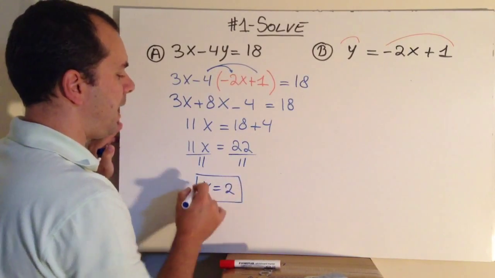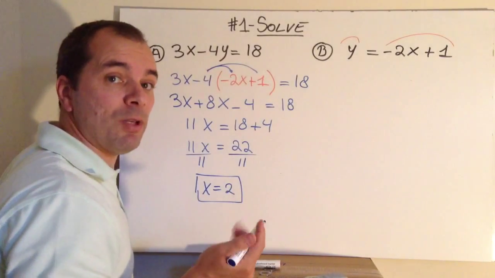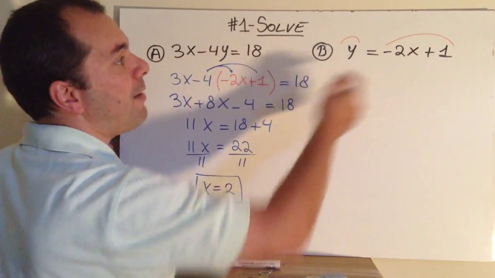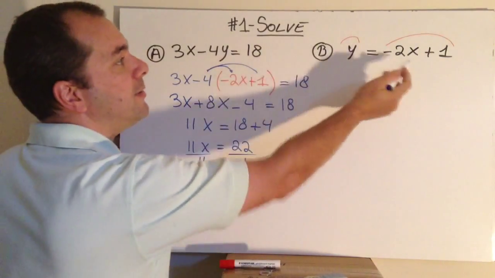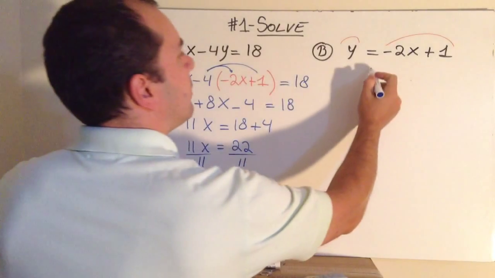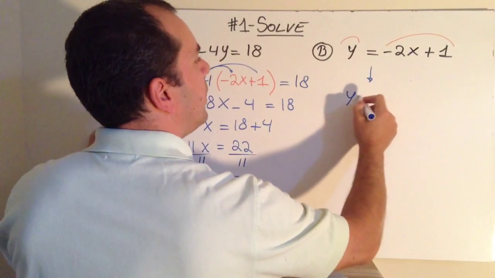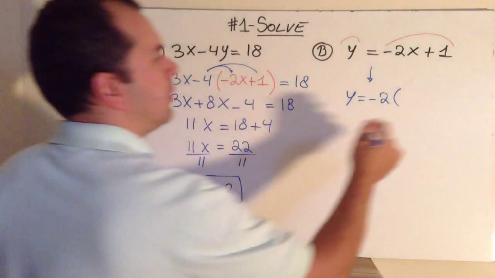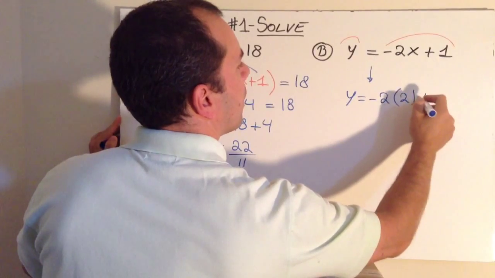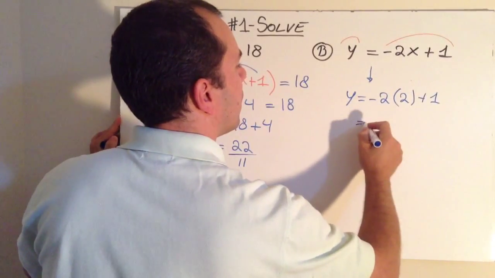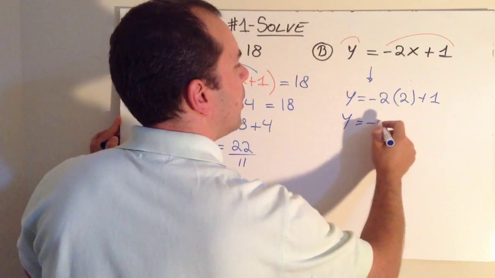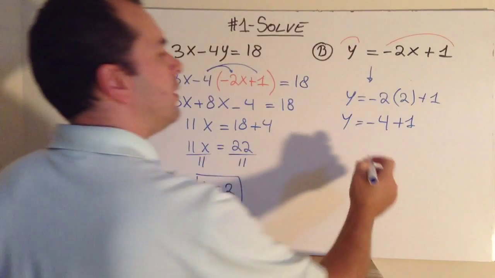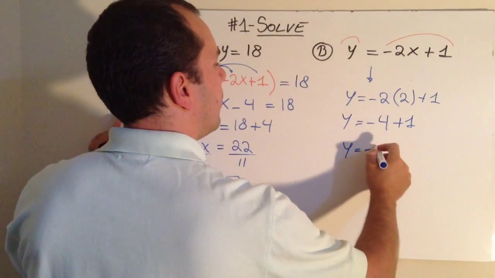Now I just found my x value, and that's great, but since I'm looking for a point of intersection, I still need my y. How am I going to find my y? Well, I already have an equation that's telling me what my y is as long as I know my x. So I will replace it from here, and I said that y is equal to minus 2, and what was my x value? It's 2. So I plug in my 2 plus 1. That means that y is equal to minus 4 plus 1, and that means it's minus 3. Y is equal to minus 3.